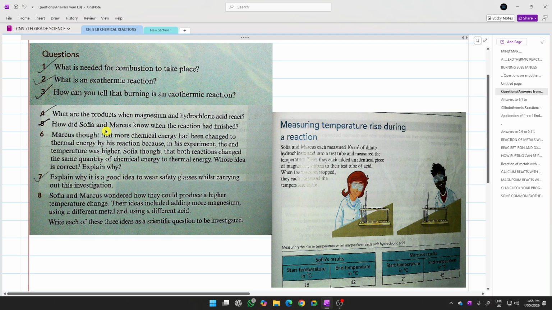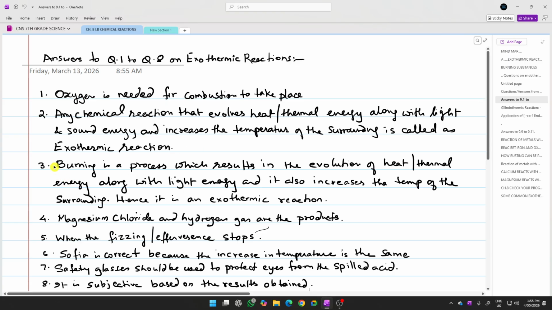Okay. So question number 5 is, how did Sophia and Marcus know when the reaction has finished? Okay. So very good question. How will these two students come to know that the reaction that they have started, reaction between magnesium and dilute hydrochloric acid, has finished or it is complete? Okay. So let us see what is the answer. The answer to question number 5 is, and I've just written the answer, when the fizzing or the effervescence stops.